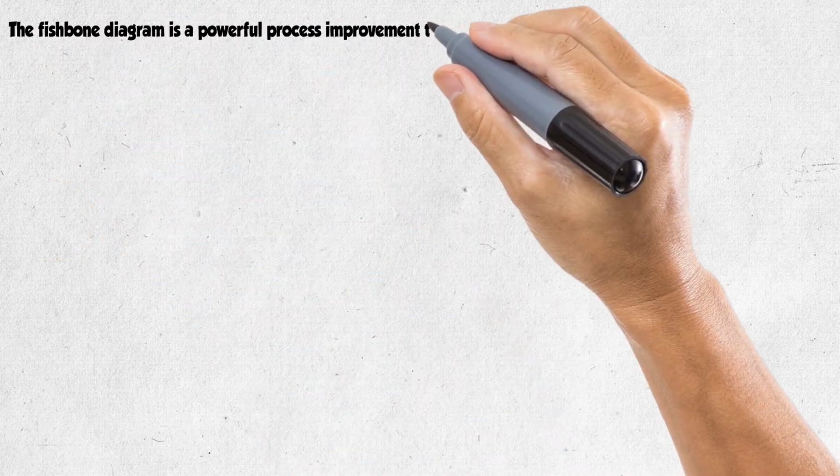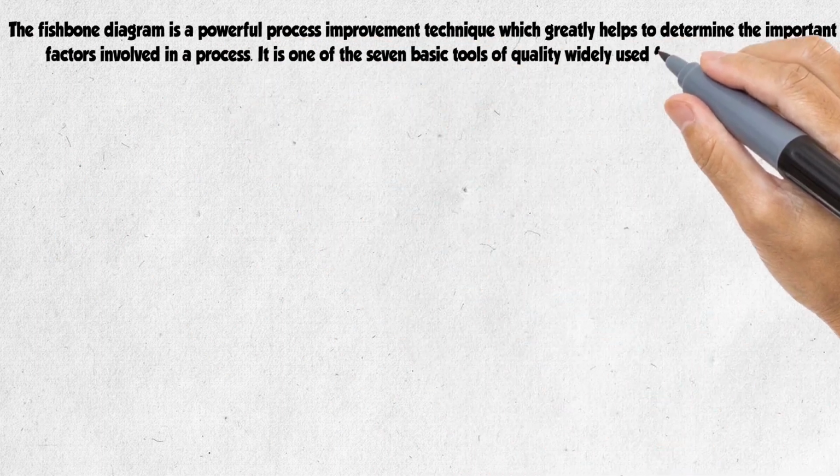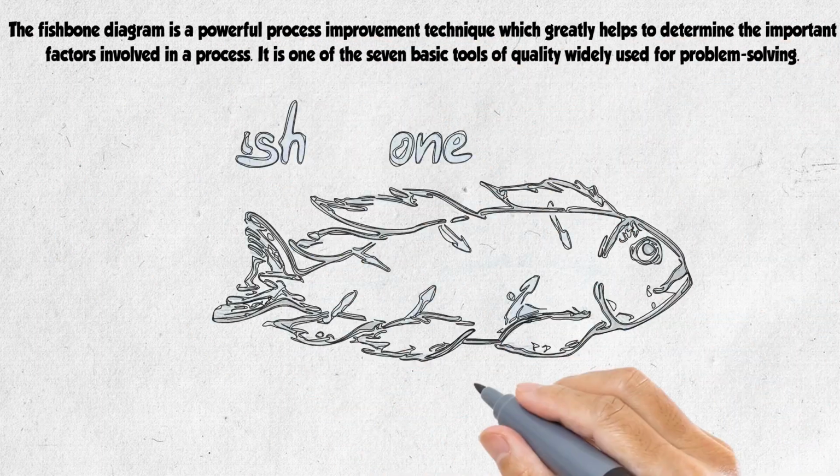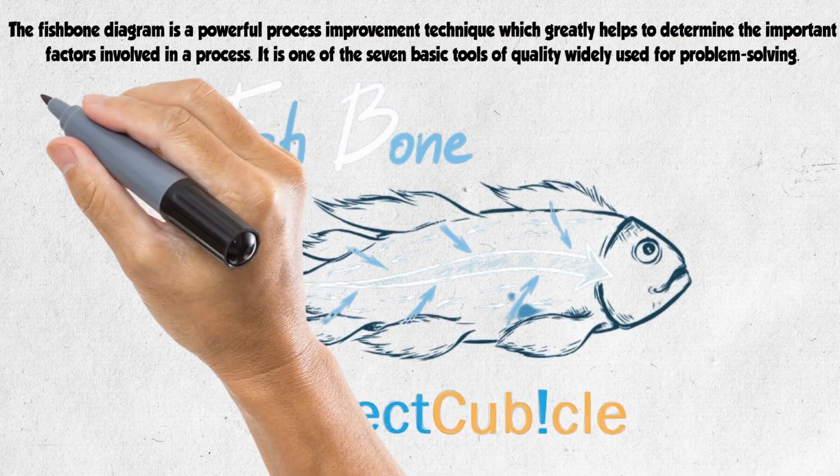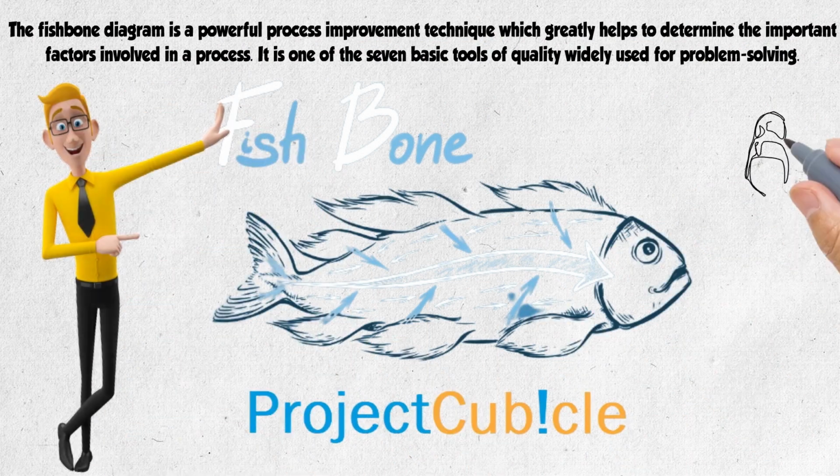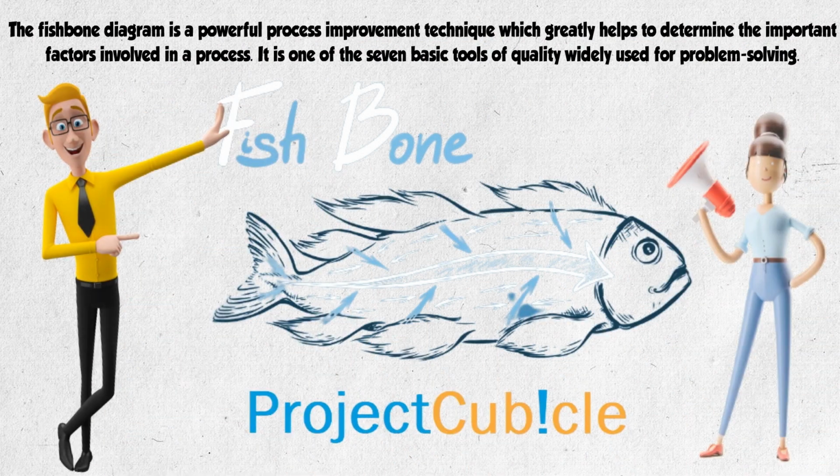The fishbone diagram is a powerful process improvement technique which greatly helps to determine the important factors involved in a process. It is one of the 7 basic tools of quality widely used for problem solving.